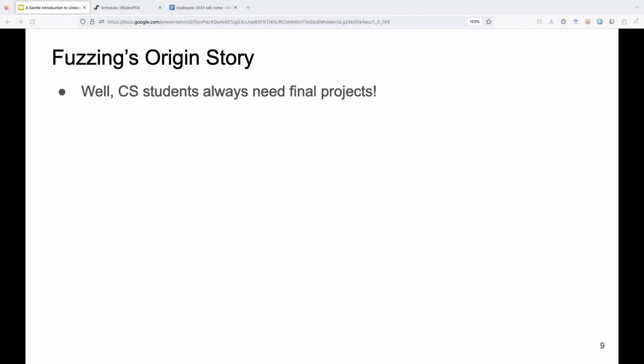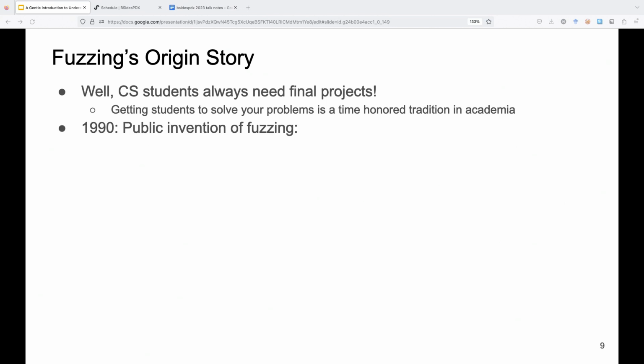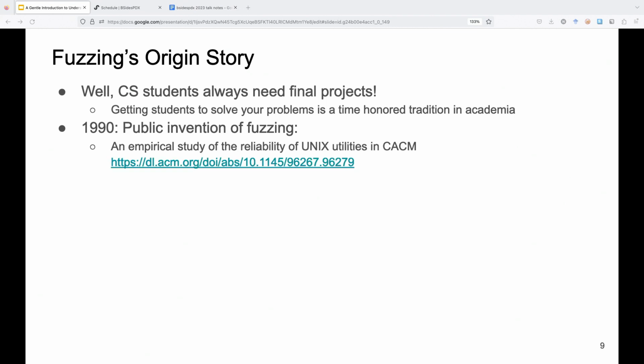Well, your CS students always need final projects. And having students solve your problems that you find kind of annoying, but not quite annoying enough to fix yourself, is a time-honored tradition. So, in 1990, we get the public invention of fuzzing. It's an article in an issue of Communications of the ACM. It is a magazine article. I have it with me, actually. I very carefully didn't bring it to the talk, because I am also fried from 2 days of con.